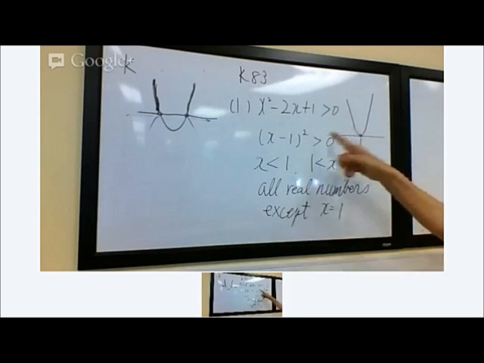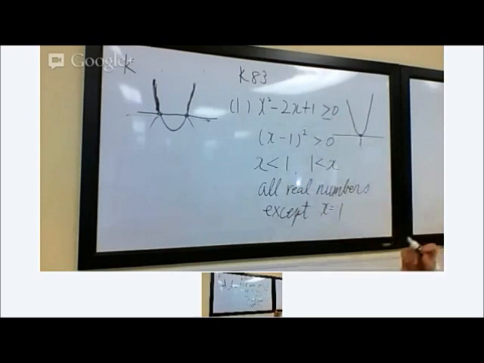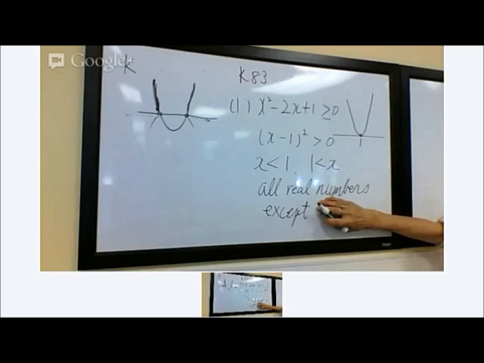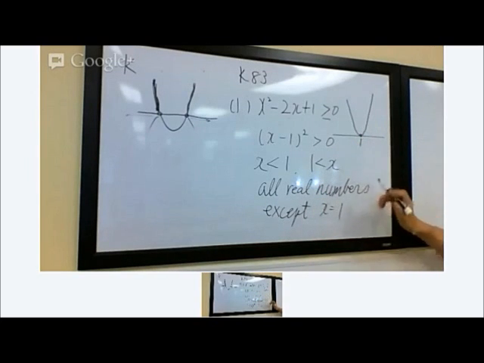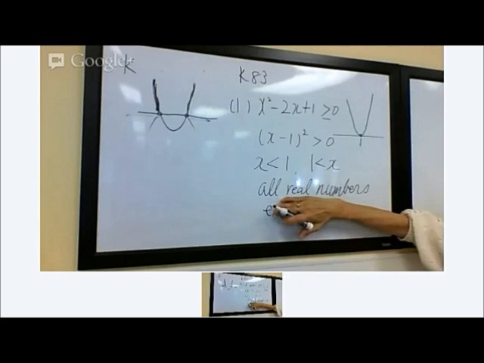If this question has an equal sign, we don't need this. All real numbers. That is the answer, because it includes x equal 1, right? Which means everything. That's why it's all real numbers. That is the answer.